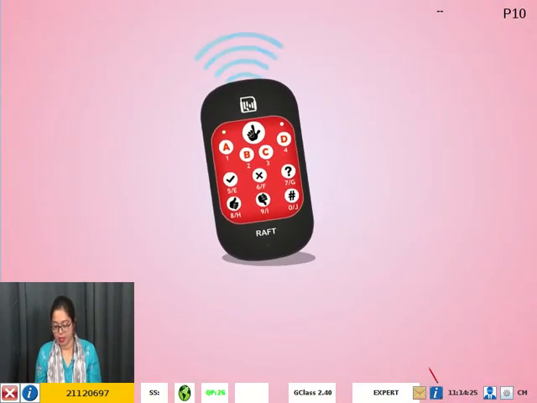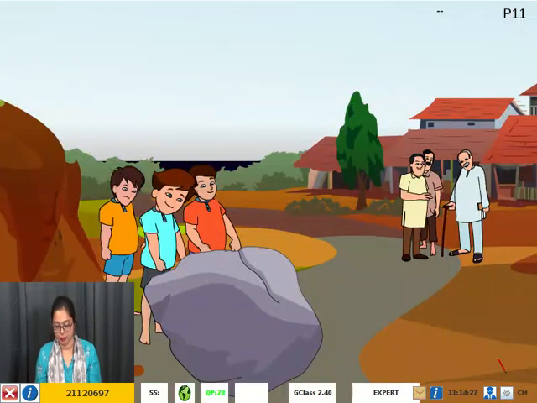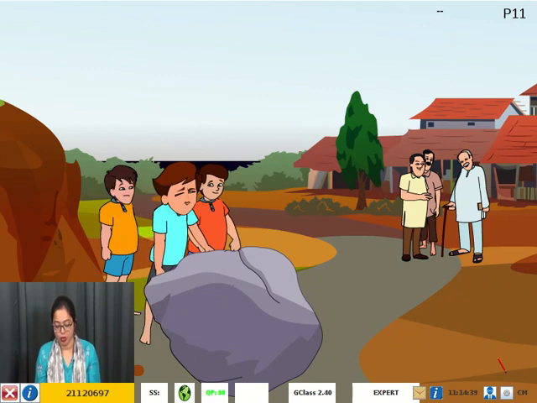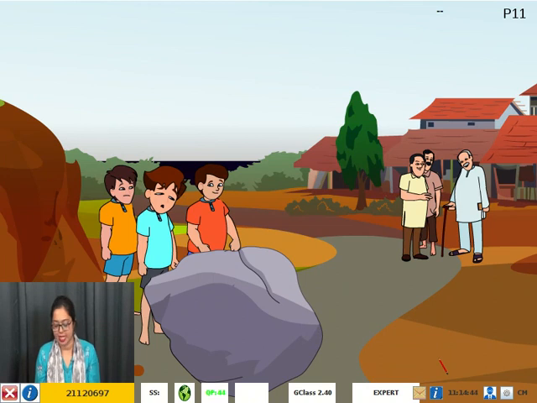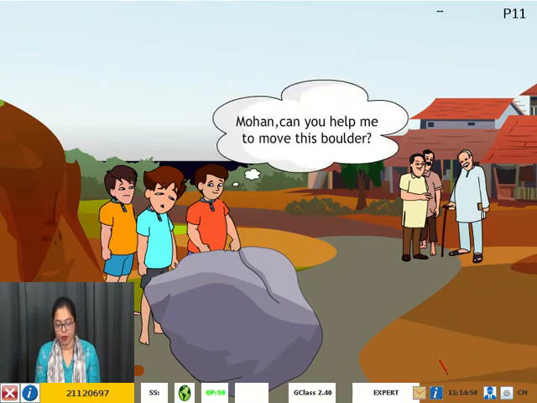Next, you see what is coming up on the screen. What do you see on the screen? There is a group of boys, and on the right hand side there is a group of some elderly people. Now what are the boys doing? They are trying to push this rock very hard. Yes or no? Sometimes you all do that with your friends, isn't it? Yes, we all do. So the boys are trying to push the rock very hard.